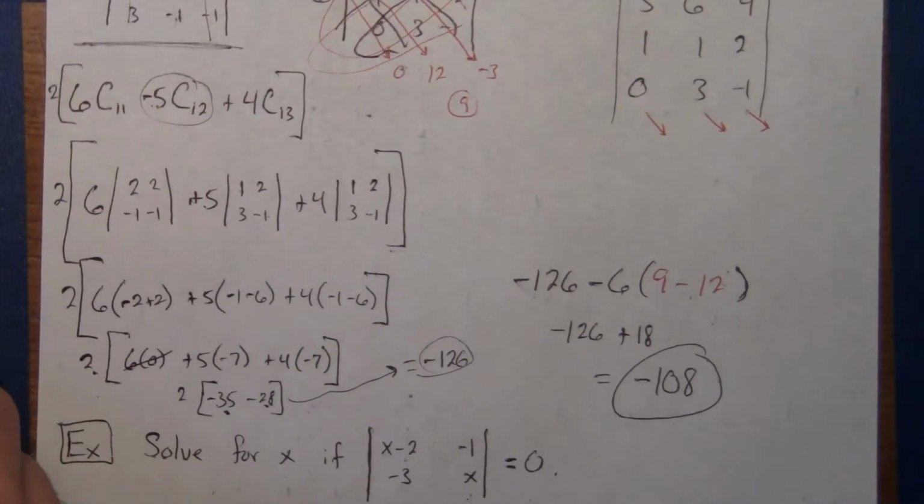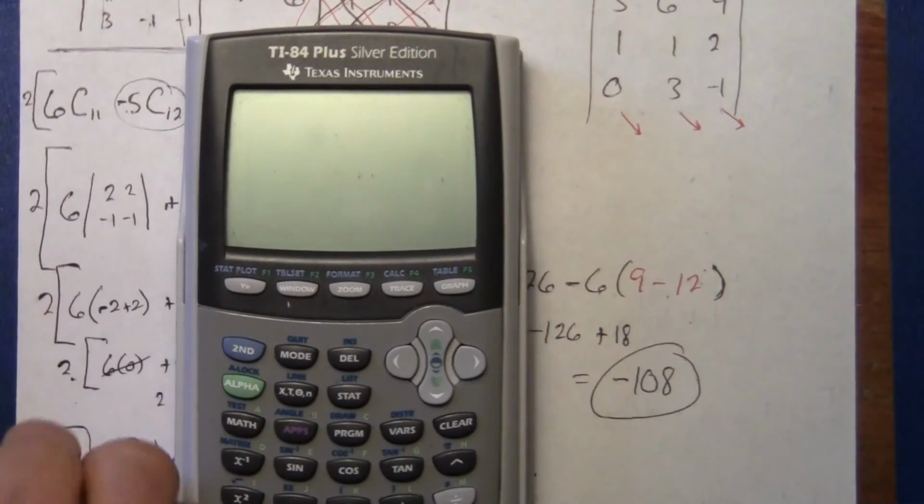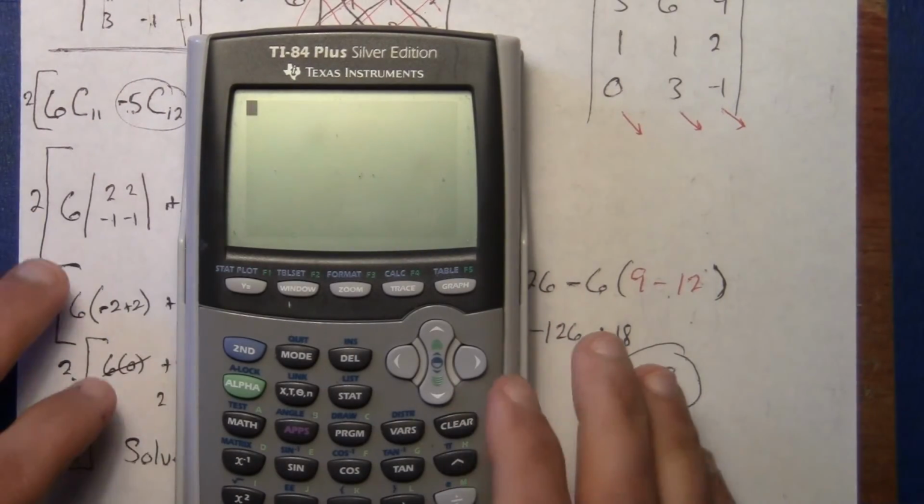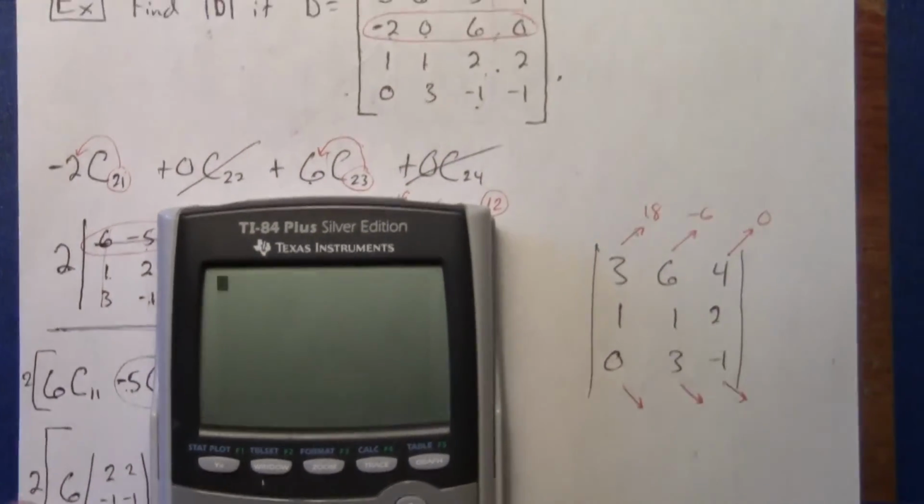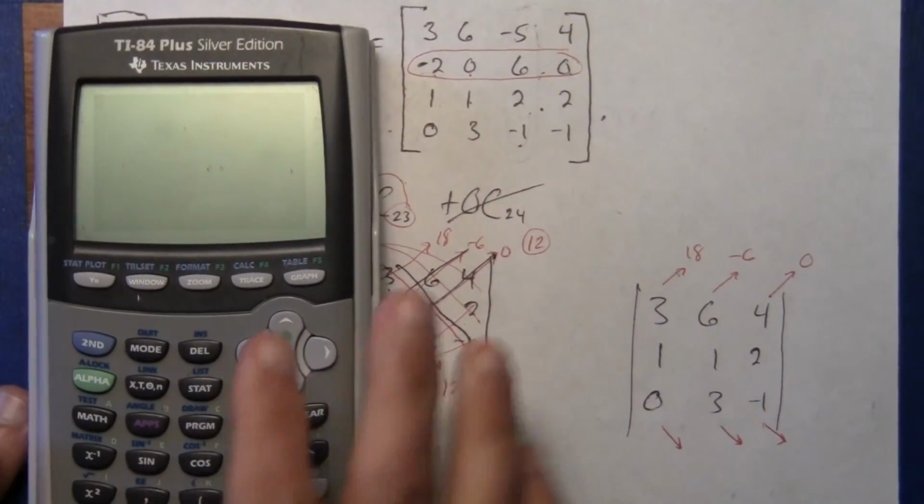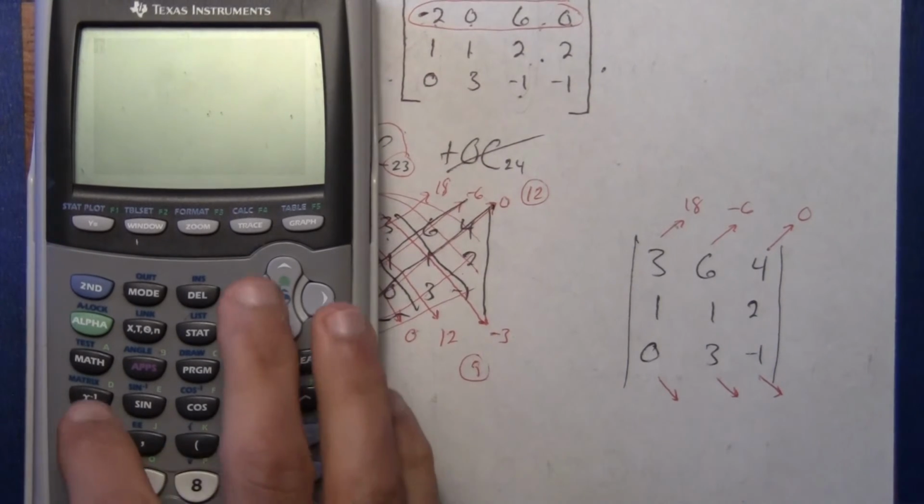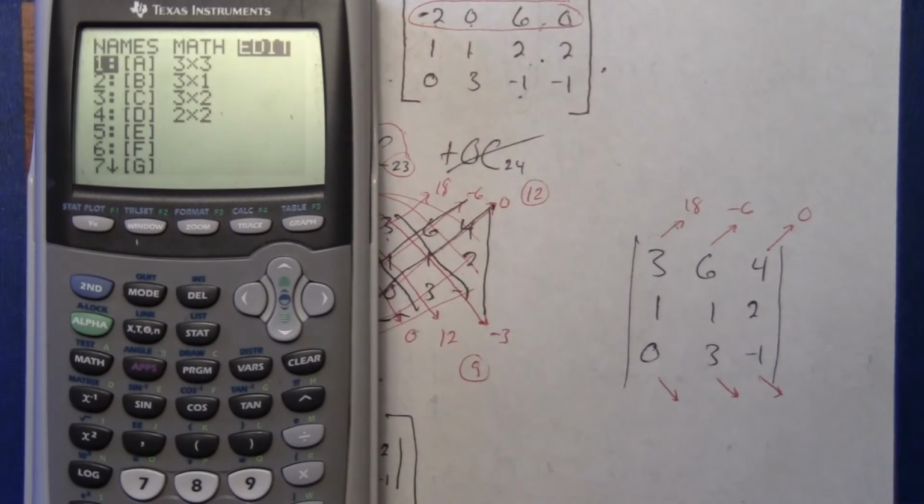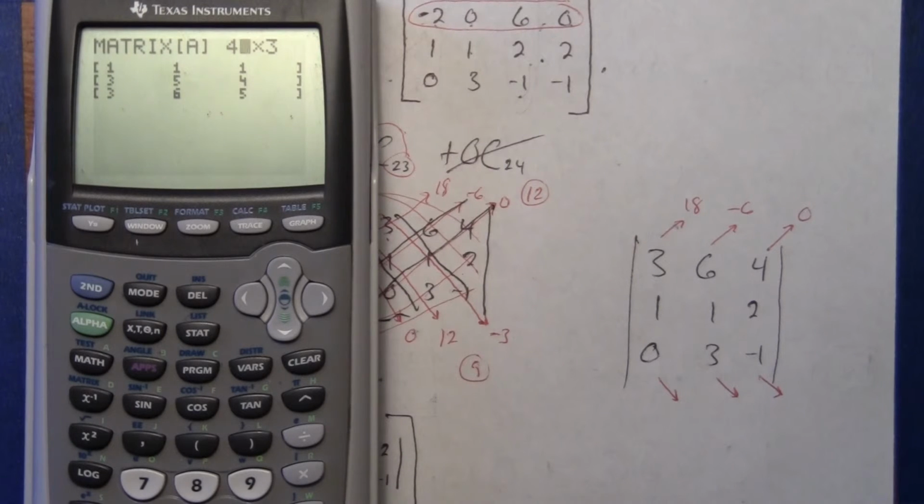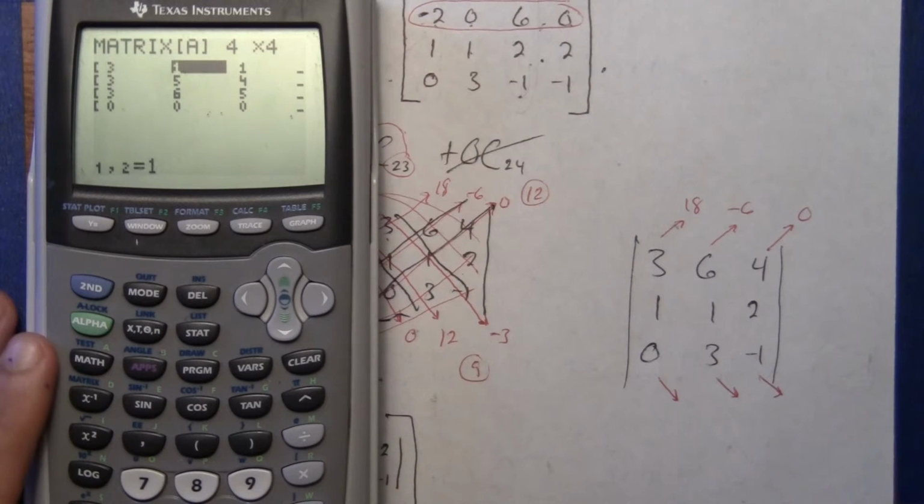All right, then of course, pulling out your calculator, you can do a lot of this stuff with your calculator. And if it's on a calculator part, you could just type it in. If you want to find the determinant of any square matrix, remember it has to be square, you just need to type it in. So second matrix, go over to edit now, pick whichever one you want, hit enter. This is a 4x4, and the first row is 3, 6, negative 5, 4, negative 2, 0, 6, 0, 1, 1, 2, 2, 0, 3, negative 1, negative 1.